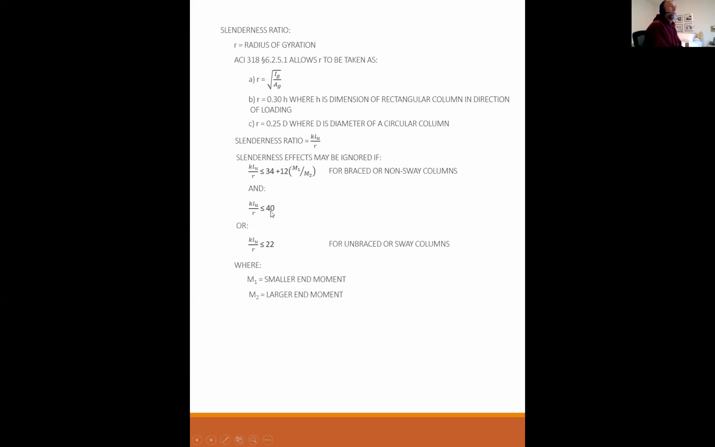So for braced columns, you compare KL over R to be less than 34 plus 12 M1 over M2, or KL over R less than 40. So even if this works out to be like 43, you're still slender if you're over 40. For unbraced or sway columns, you don't have this component, you just have a straight up 22. If KL over R is greater than 22, you have a slender column.